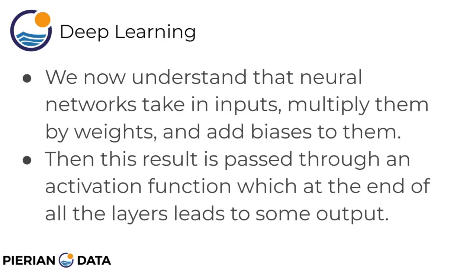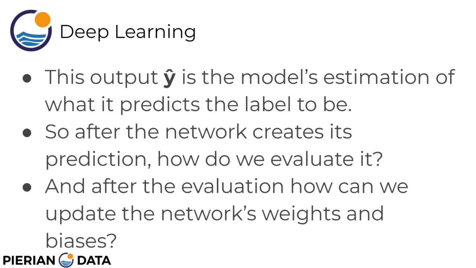So we already understand that neural networks take in inputs in that first layer, then multiply them by weights and then add biases to them, and then maybe that gets passed on through an activation function like the sigmoid function or the rectified linear unit, and then that ends up going into another layer, and then you add another set of weights and biases, and so on, all the way to that last output layer. That last output layer, we can refer to as y hat. That's essentially the model's estimation of what it predicts the label to be.